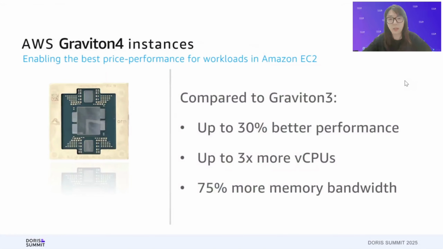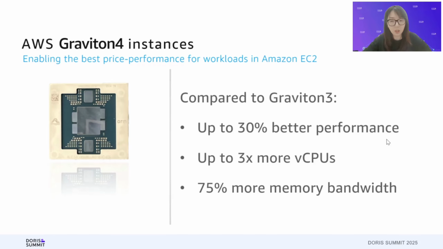So let's dive deeper into our latest generation, Graviton 4. The 4th generation processor delivers significant performance advances: 30% better compute performance compared to Graviton 3, delivering faster processing for your workload. 3x more vCPUs, up to 192 vCPUs in a single instance, enabling massive parallel processing. And 75% more memory bandwidth, critical for memory-intensive workloads. These improvements make Graviton 4 particularly well-suited for data workloads.